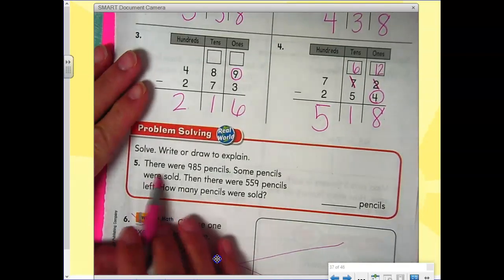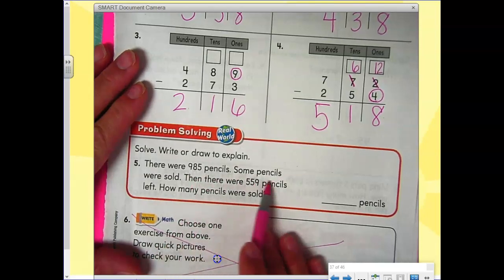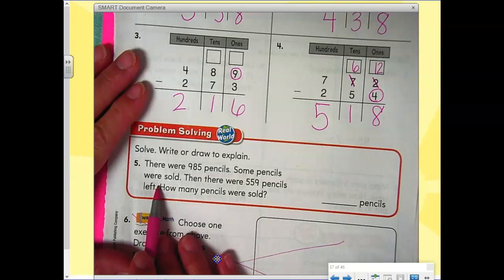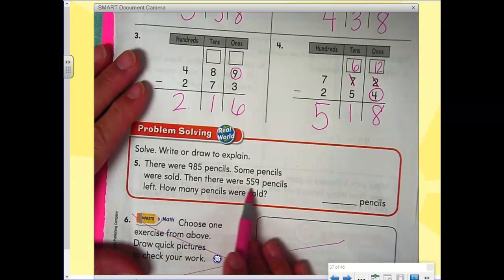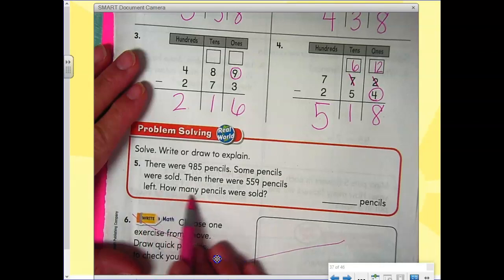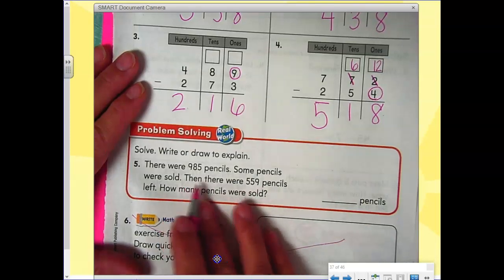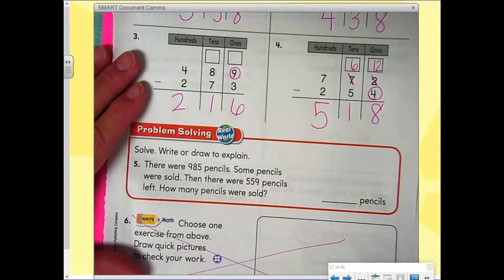It says there were 985 pencils. Some pencils were sold. Then there were 559 pencils left. How many pencils were sold? There were 985 pencils.